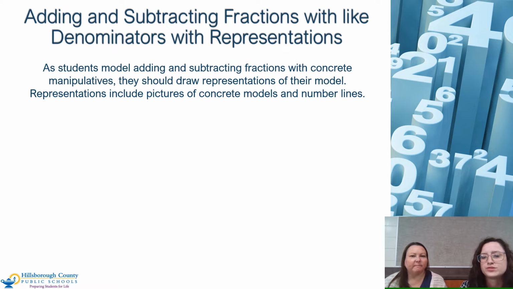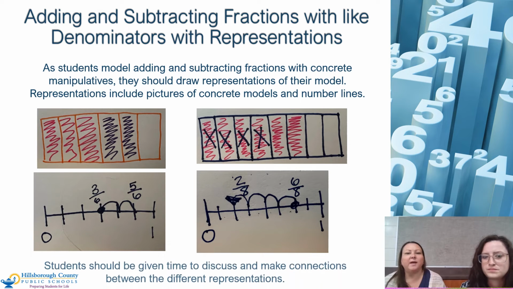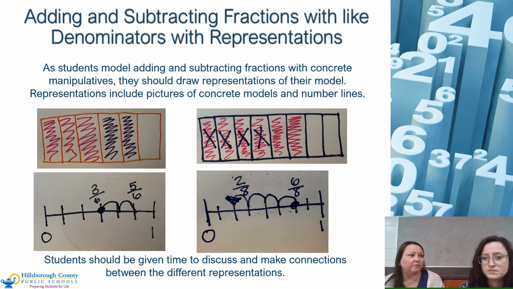So once students are able to model using the concrete tools, they should then start to draw representations of their models. These representations could include a picture or could even include a number line. I think that's so important, to move from the concrete to the representational and make those connections so that we can progress to that procedural reliability. Absolutely. It's so important to make those connections between all the representations and all the different types of models.